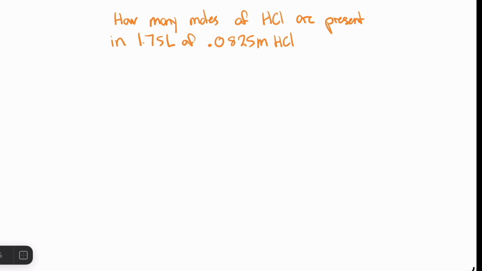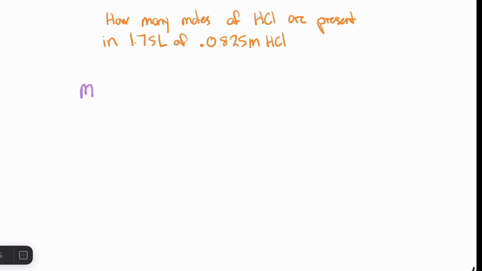How many moles of HCl are present in 1.75 liters of a 0.0825 molar HCl solution? There's a couple ways we can approach this. If we were to rewrite our equation as M equals n divided by V, we can either just plug in the values that we have and then solve algebraically, or what might be easier is to rearrange the variables so that whatever we're solving for is by itself, in this case moles.